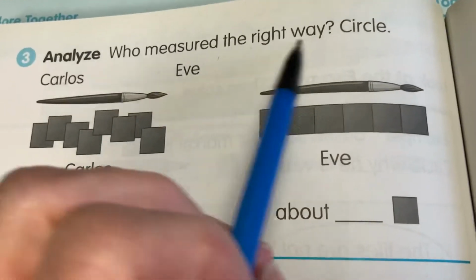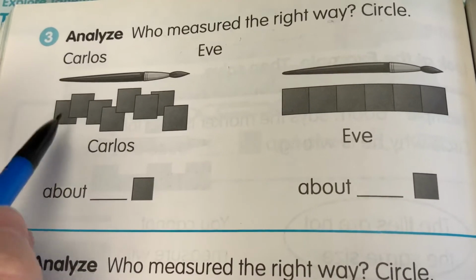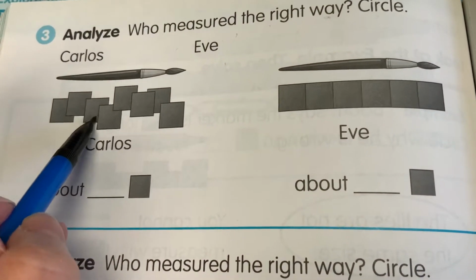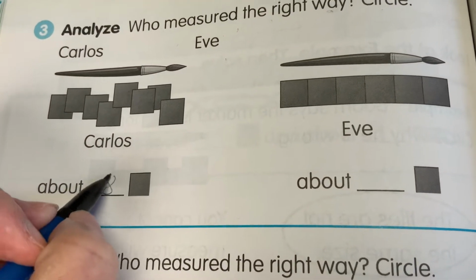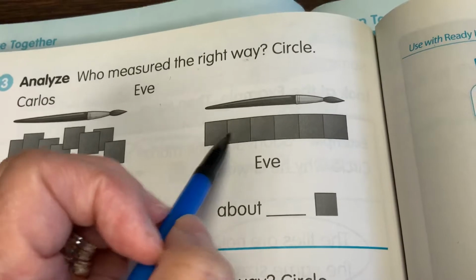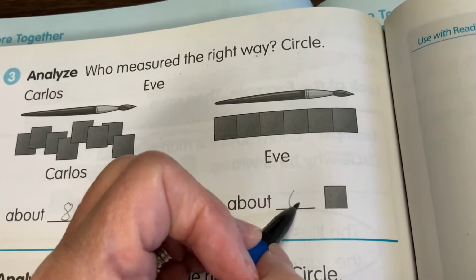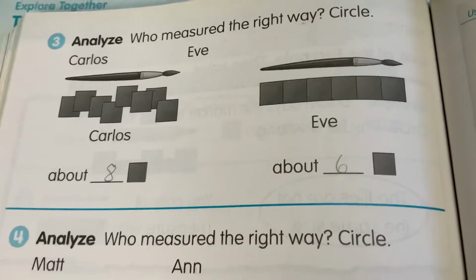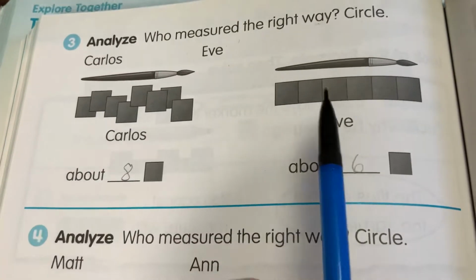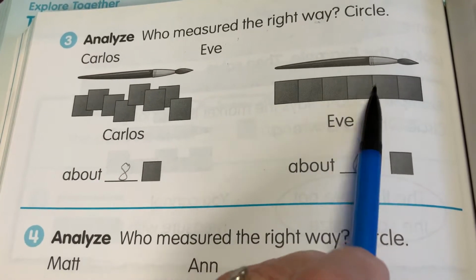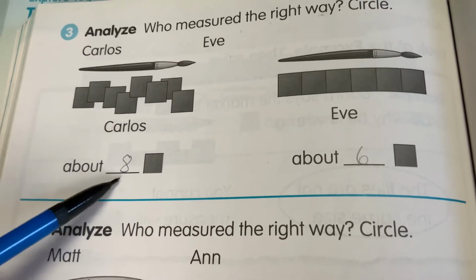Okay, who measured the right way? Circle. Was it Carlos or Eve? Carlos measured 1, 2, 3, 4, 5, 6, 7, 8. 8 tiles. Eve measured 1, 2, 3, 4, 5, 6 tiles. About 6 tiles. Okay, so who was correct, Carlos or Eve? Well, we've talked about before. The tiles have to be touching end to end. They cannot overlap. If they overlap, then we get the wrong answer.